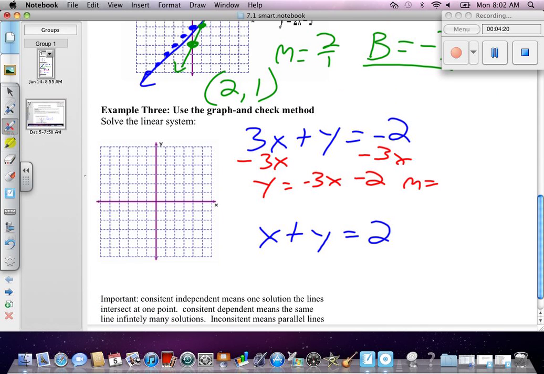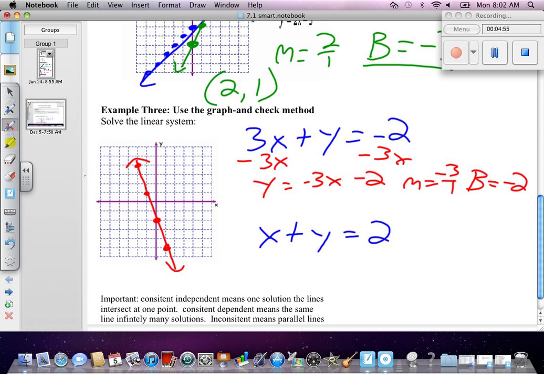So then I'm going to write down my m and my b so I know how to graph it. What's my m? -3 over 1, and what's my b? -2. So I'm going to go to my y-axis, and where's my first dot go? On what? -2. And then I'm going to go down 3 over 1. What's the opposite of down 3 over 1? Up 3 over -1. Now here is my first line.